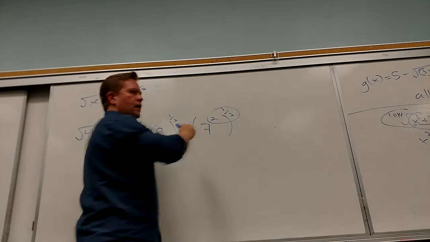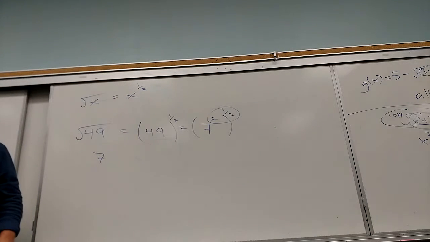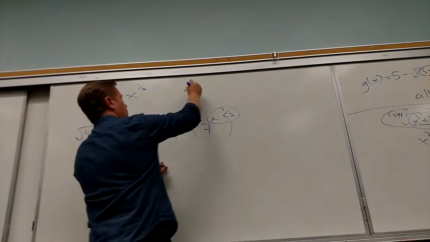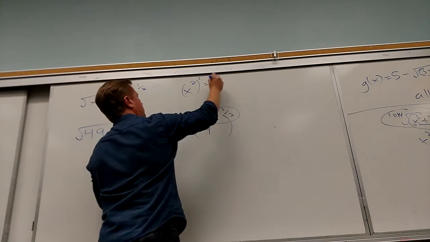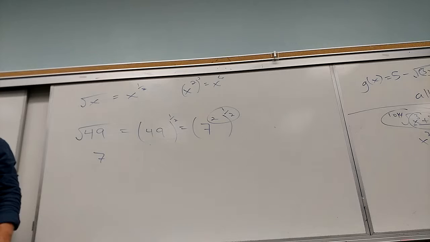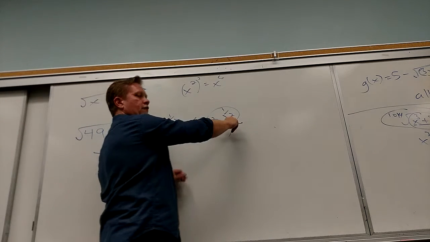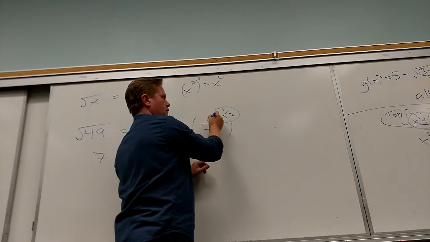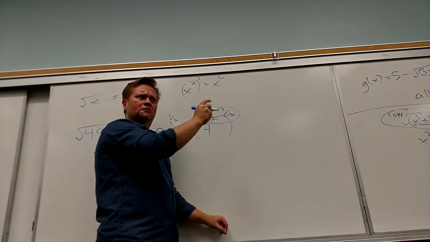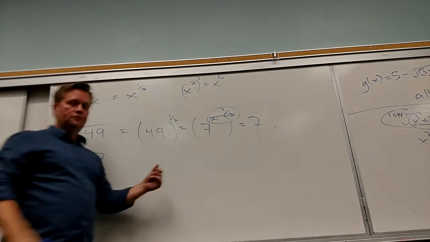What do you do with powers like this? When you have something to a power and you raise it to a power, what do you do with the powers? Multiply. I love it. Remember, what's x squared cubed? X to the 6th power. Multiply those powers. So sure enough, what's 2 times a half? 2 times a half is 1. You get 7, which is the right answer.